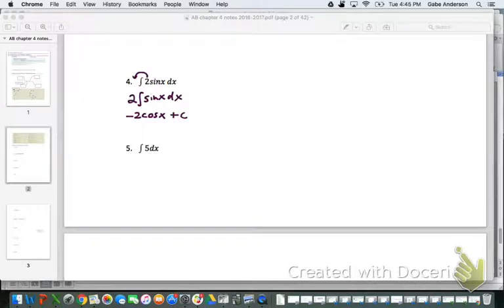All right, number 5, you could look at number 5 as a constant multiple, but I would remind you that we did look at a rule that looks like this, the integral of k dx. And that's really what this is right here, the k being a 5. And so this is equal to kx plus c, and so I would say that for this particular integral we would get 5x plus c.